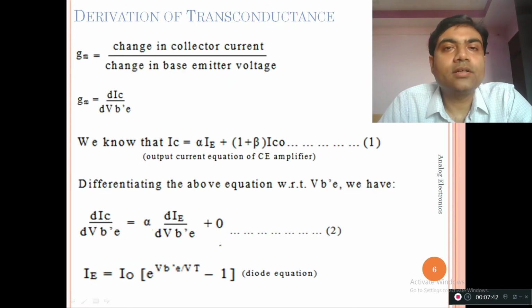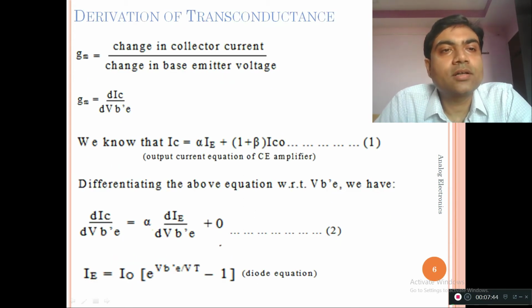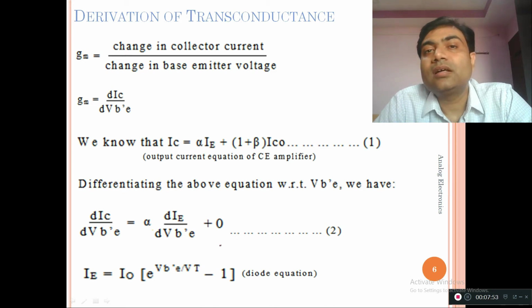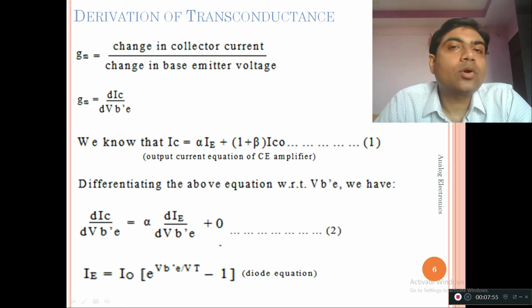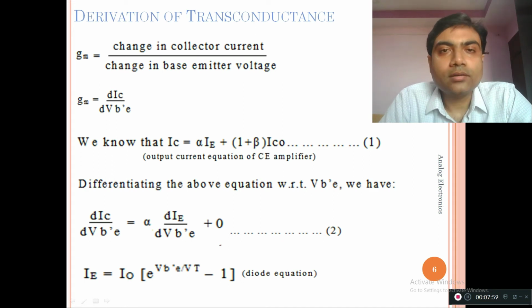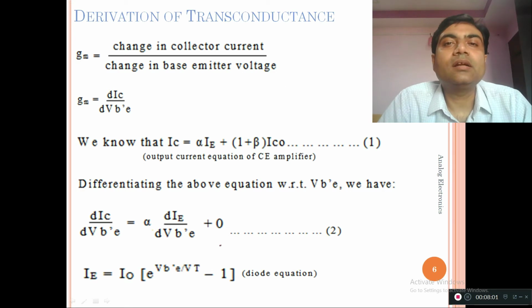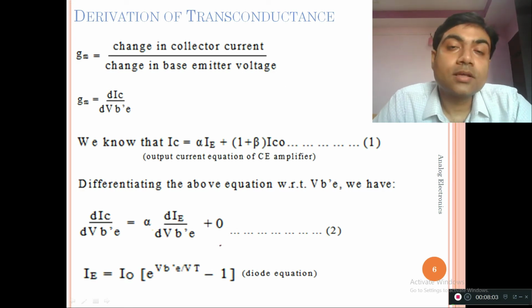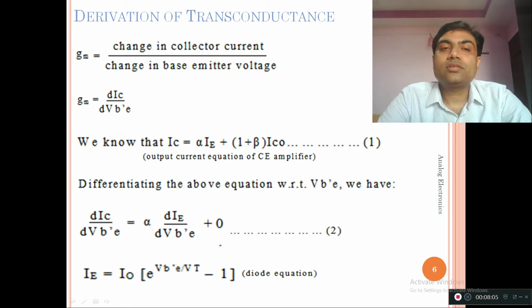So let's begin the derivation of transconductance gm. See, without deriving the equation of transconductance gm, we cannot derive the other equations. Why? Because every other component is related with the other component. They are interrelated in terms of the analysis, and the first important component is gm.